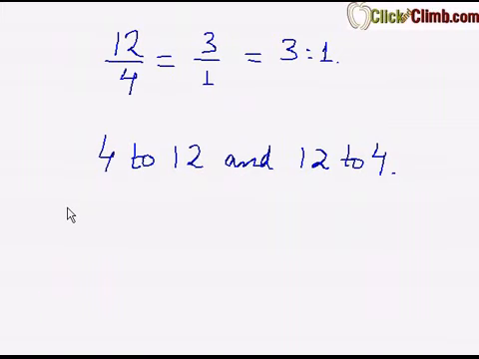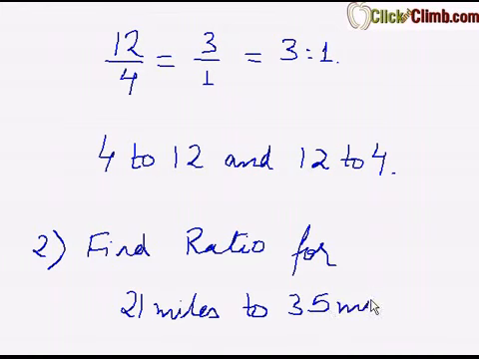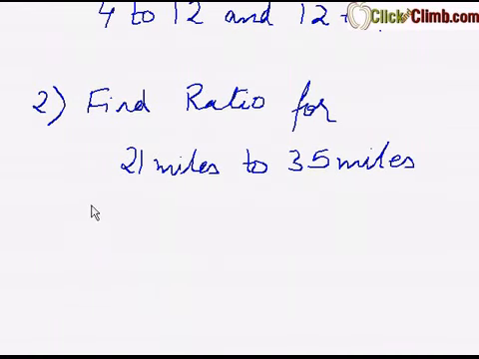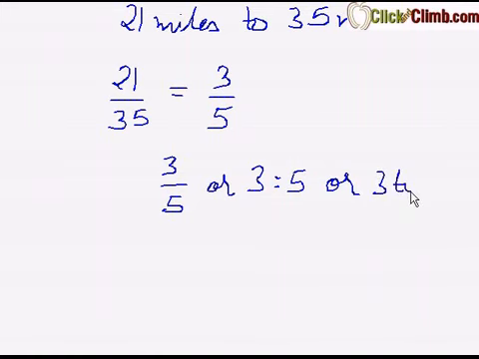Now let us take another example in which I need to find the ratio for two quantities, 21 miles to 35 miles. It's very simple to write 21 over 35, and both can be simplified by 7 to get 3 over 5. So my ratio is either 3 over 5 or 3 is to 5, or I can simply write 3 to 5.